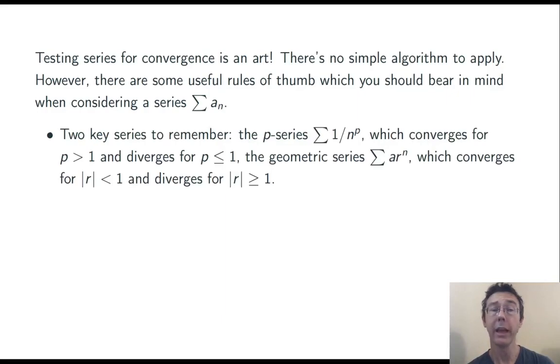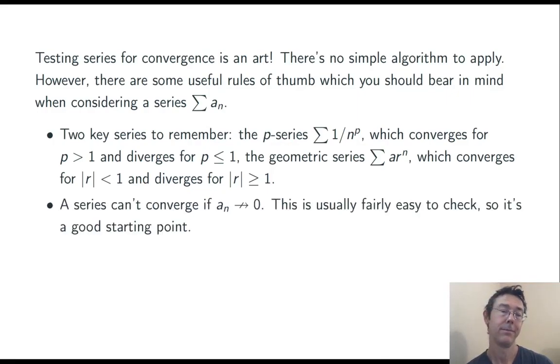First of all, you really have to know the p-series, the sum of 1 over n to the p, and that it converges when p is greater than 1 and diverges for p less than or equal to 1. In particular, when p is 1, you have the harmonic series, 1 over n, that diverges. You've also got to know the geometric series, the sum of a times r to the n, which converges when the absolute value of r is less than 1, and diverges otherwise. Always keep those in mind.